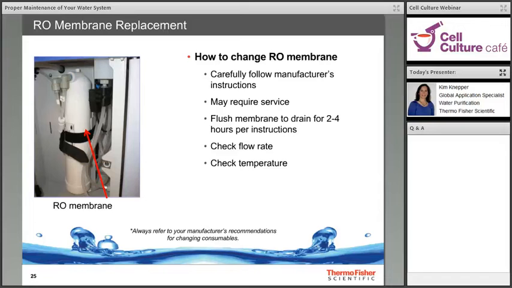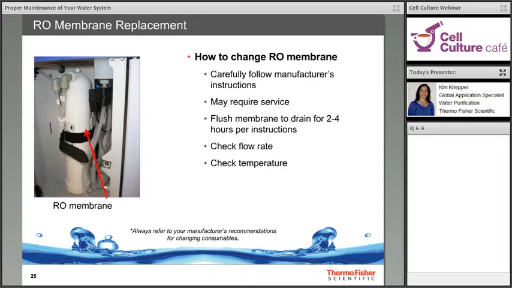Now, RO membranes are typically replaced about every 1 to 2 years. And again, it's important to check the RO system on a regular basis to verify that the RO membrane is performing to specification. Now, to change the RO membrane, you would follow the recommended steps in the manual, or you could schedule a service visit. And if you're going to be changing it, it's important to note the orientation of the membrane in the system before removing the old and installing the new.